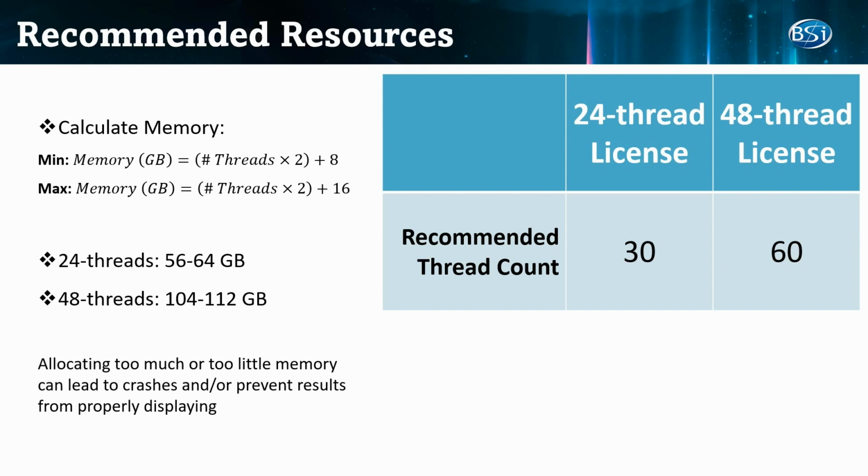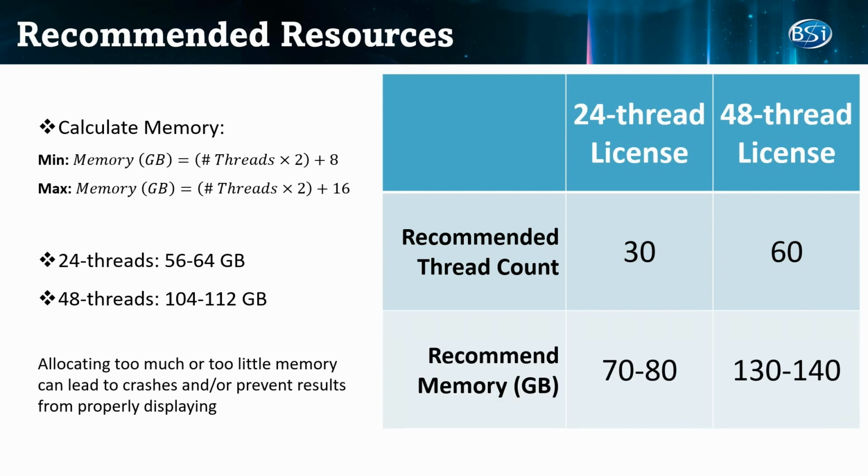The 80% rule still applies for memory as well. So we recommend a computer with a total of 70 to 80 gigabytes of RAM for a 24-thread license, or a total of 130 to 140 gigabytes of RAM for a 48-thread license.